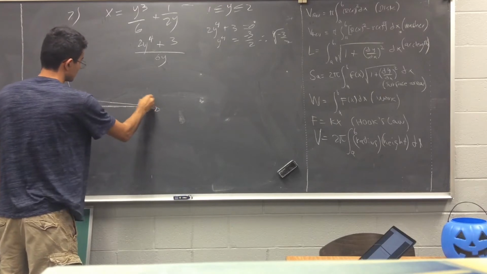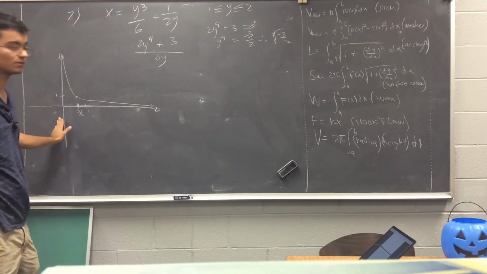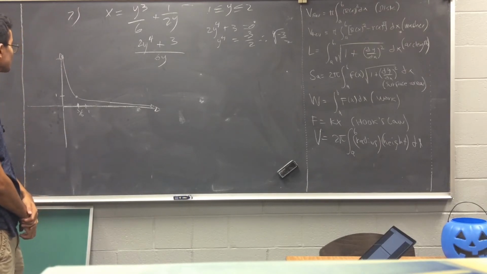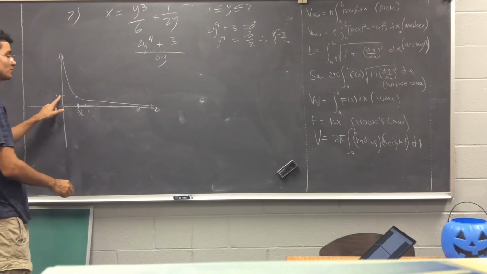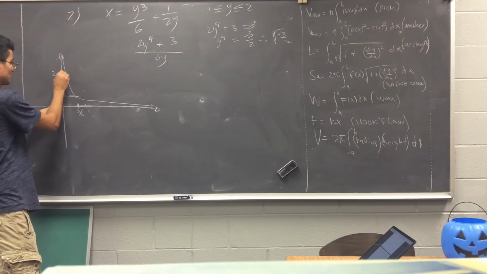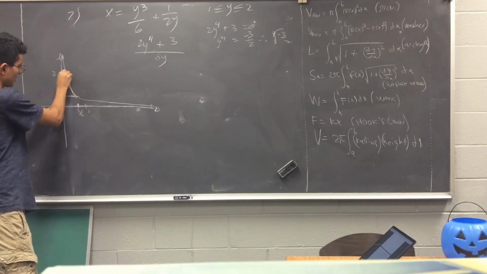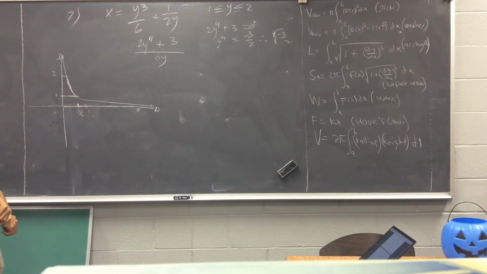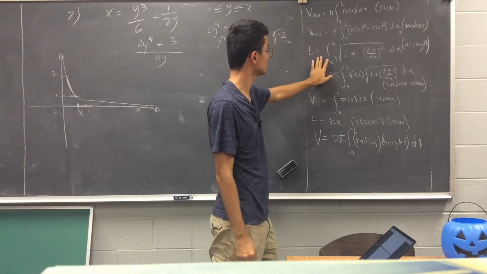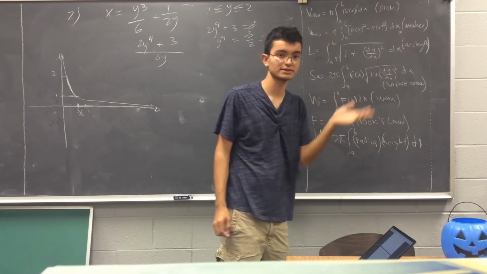Okay, so we have two asymptotes, the y-axis and the x-axis. And we want to find the arc length from y equals 1 to y equals 2. Okay, the arc length. So this is going to be that arc length. And we're trying to find that arc length. So now we know the formula for the arc length. It is going to be the integral from a to b of the square root of 1 plus the derivative squared.